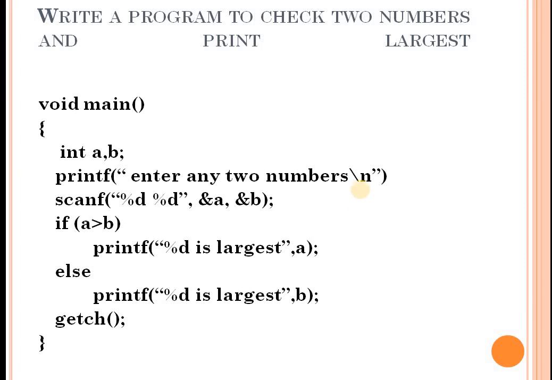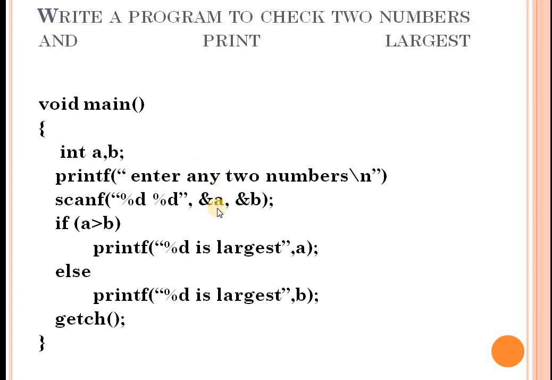So here is the program. We are going to input two numbers. Let the two numbers be A and B. With the help of printf and scanf, we are going to input the values in A and B. If the value of A is greater than B, this statement will get executed, that is, A is largest will get printed. Else part, this statement will be skipped and then end of the program.